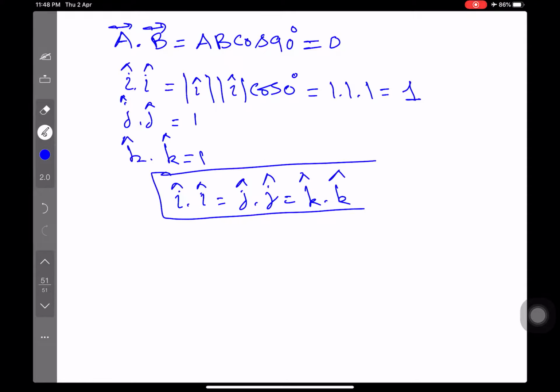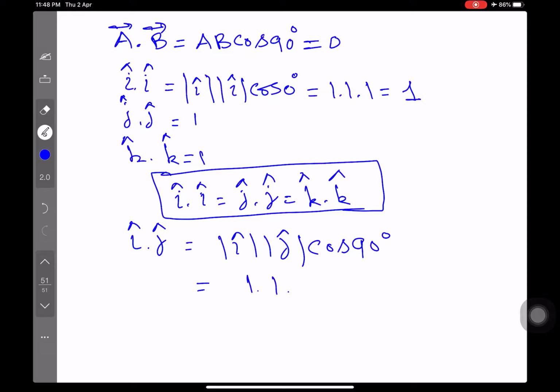Please remember this. Again, I dot J equal to magnitude of I into magnitude of J into cos of the angle between I and J. That is cos 90 degree. And this is equal to 1 into 1 into cos 90, which is 0. So this is equal to 0. So therefore I dot J equal to 0.